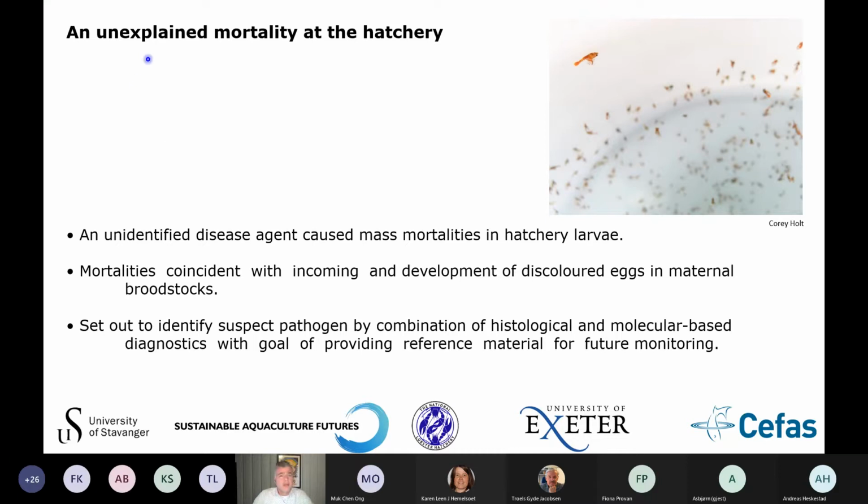When we started, it was almost like a murder mystery, because on the day we were first in the hatchery, they told us there was an unexplained mortality. They had a lot of deaths, quite mass mortalities, and no idea what the cause was. They had cleaned the whole system, sterilized everything, and still had the deaths. They also had some broodstock, some hens, coming in with discolored eggs. So we thought, okay, we're going to take those unusual eggs and use traditional histology or histopathology to see what's there, and do molecular biology in the hope that we can find something, so we can monitor incoming broodstock if there's an issue.